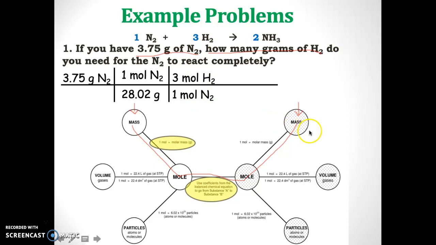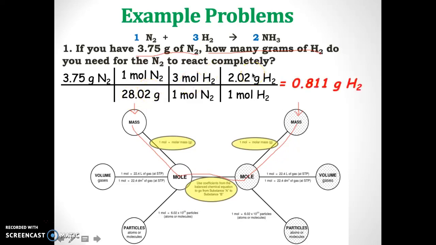Then I want to go from moles to mass. So 1 mole is going to go on bottom, and my mass of substance B is going to go on top. And this is a stoichiometry problem that takes me from grams of substance A to grams of substance B. Now punching this in my calculator, I divide, multiply, multiply, and I get my answer of 0.811 grams of H2. Take a minute, try to do that in your calculator, try to process it, and we're going to do some more examples in just a minute.